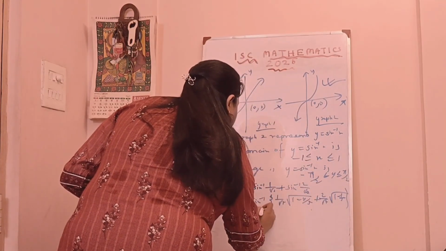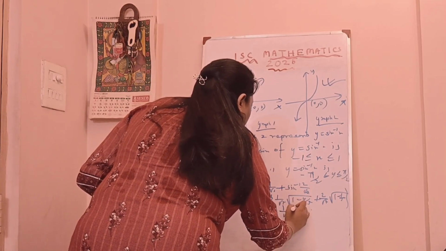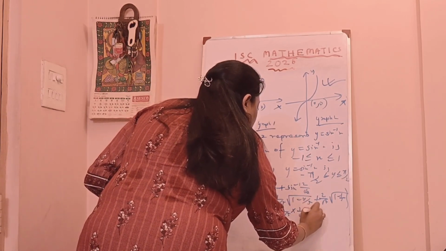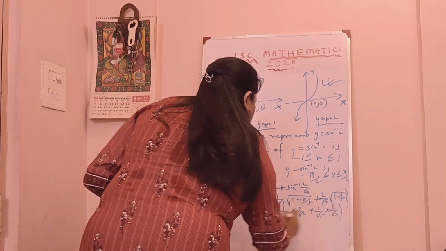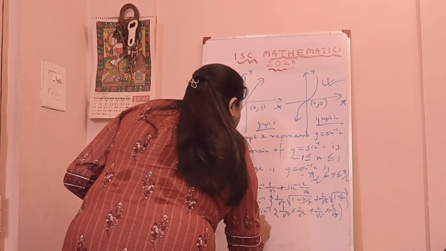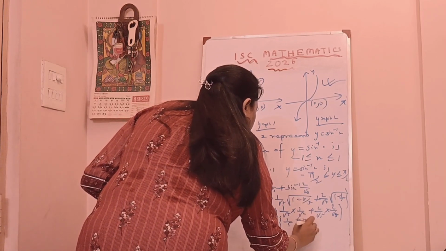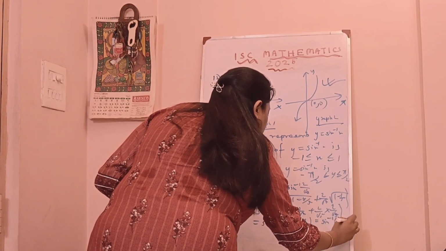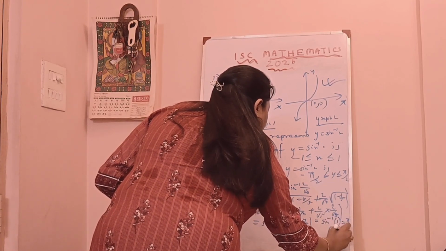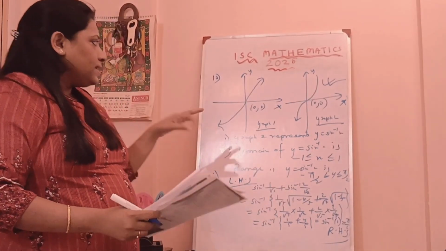Okay, so sine inverse of 1 by root 5 into 1 by root 5 plus 2 by root 5 into 2 by root 5. So the value will be sine inverse of 1 by 5 plus 4 by 5, this is 5 by 5, which is sine inverse 1. Sine inverse 1 means pi by 2. So this is the right hand side. Okay, done.